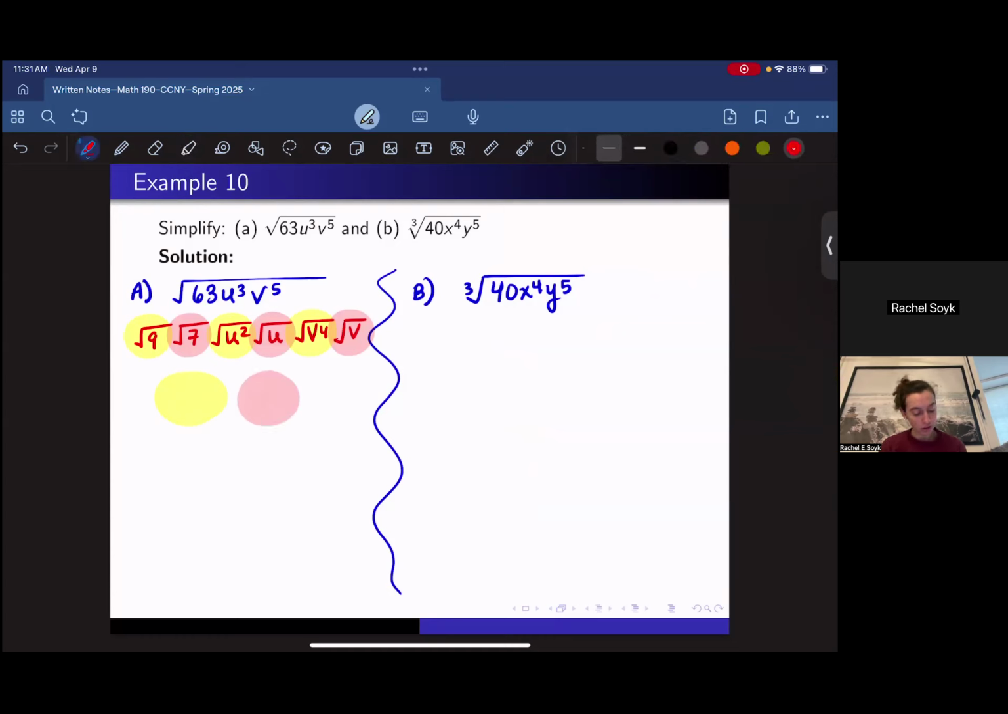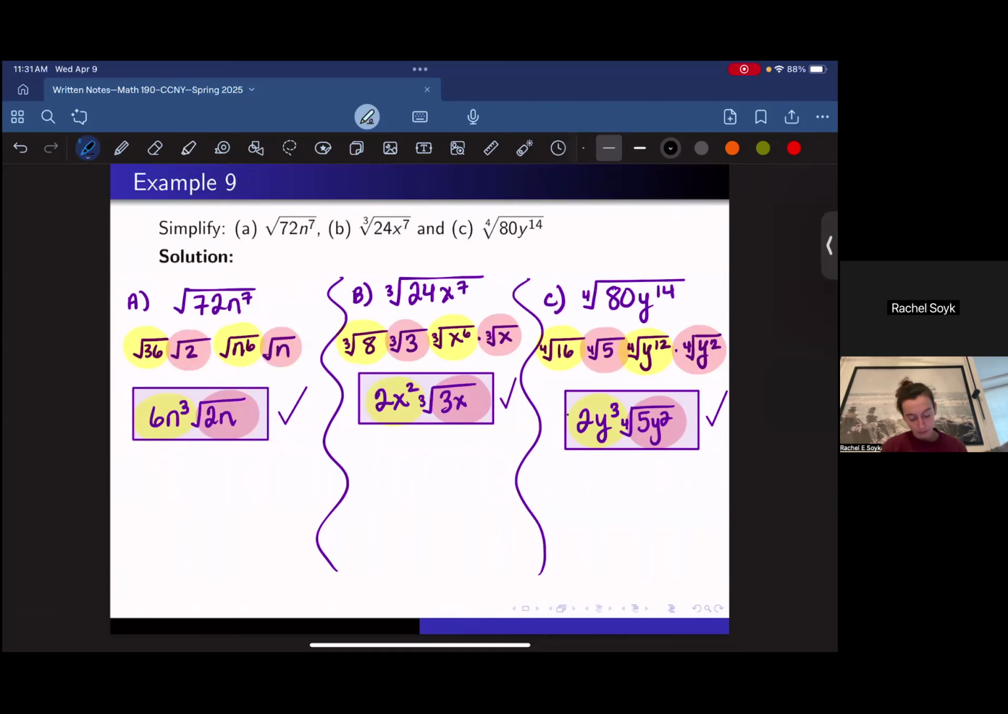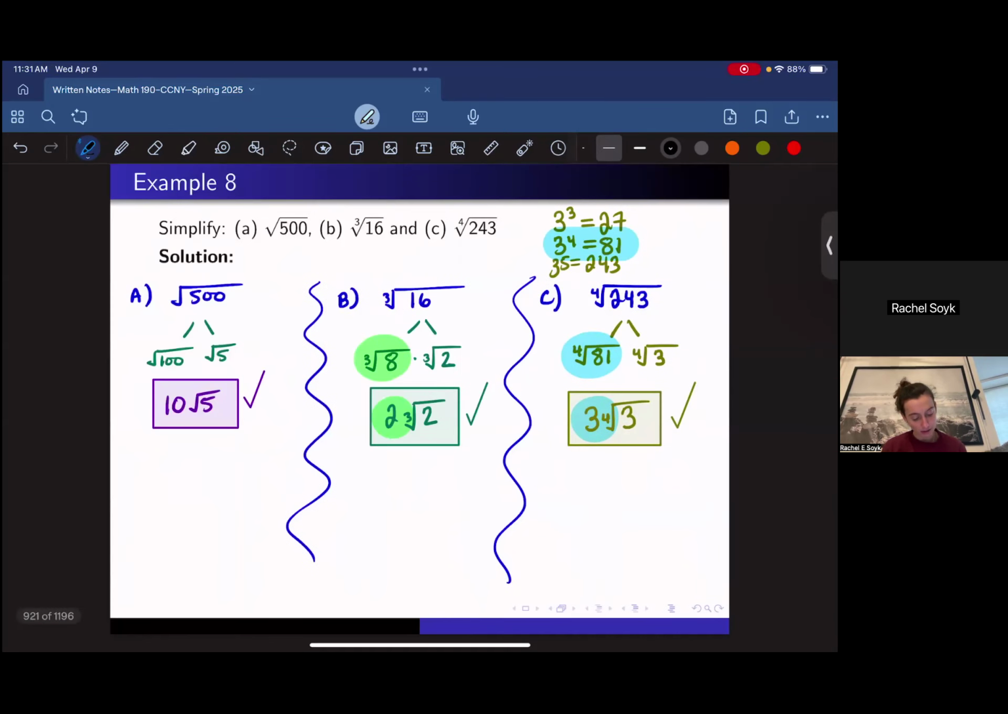And our final solution, square root of 9 is 3, square root of u squared is u, square root of v to the 4th is v to the 2nd. And then everything else in pink, we're left with the square root of 7uv, and we're done. Also, you just want to keep in mind all of the even indexes. We have 2 solutions, so plus or minus. And we should really put that in for those previous examples. All even indexes.